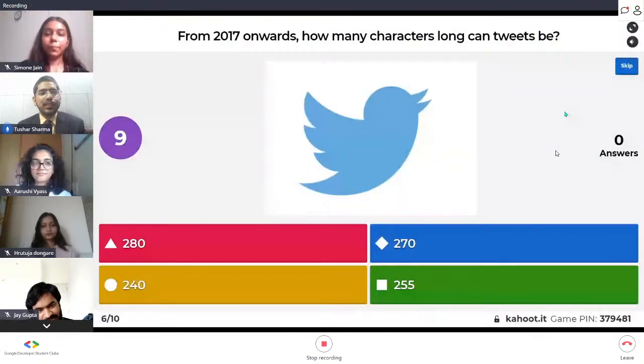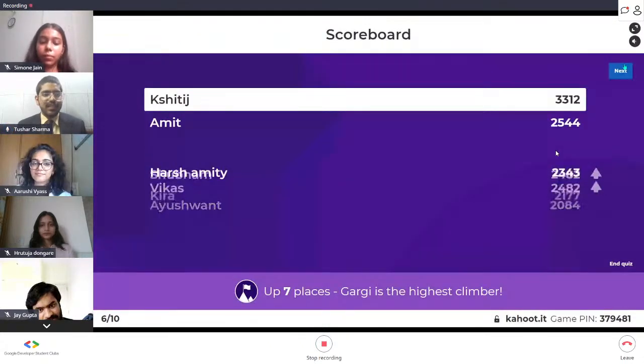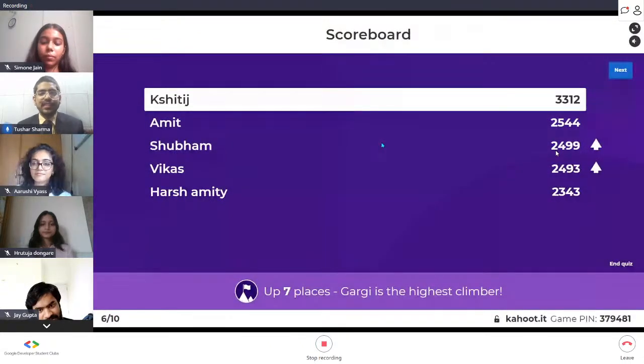Wow, this one: from 2017 onwards, how many characters long can tweets be? I think this one is pretty hard. I have never heard of it. So let's see who gives the right answer. Okay, so the answer is 280. That's great. Okay, Kshitij is still leading, and we have Amit and Shubham on the second and third positions. Moving on to the next question.